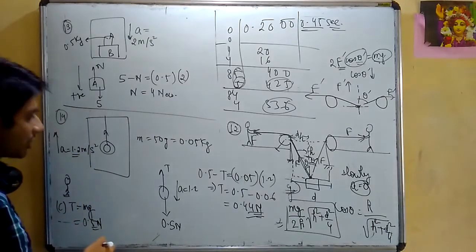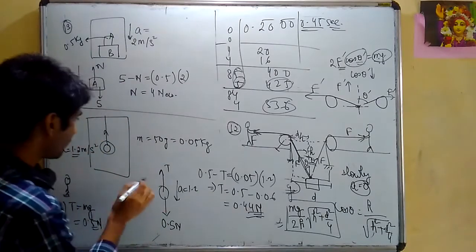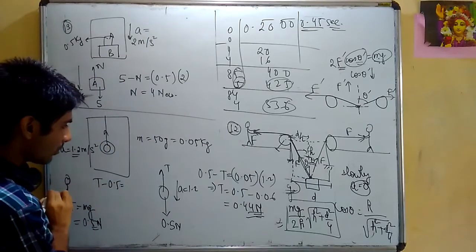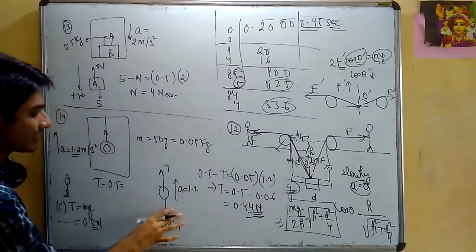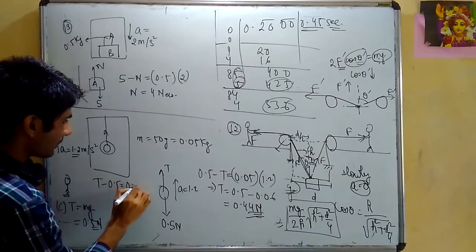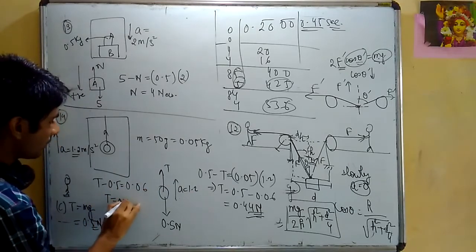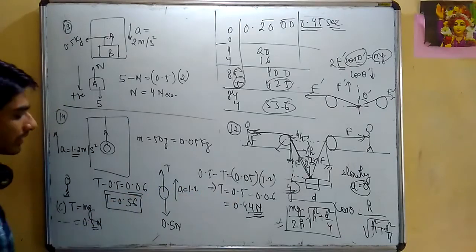My equations will change. So my equation will become T minus mg equals mass into acceleration, because acceleration is upward. It is going down with a deceleration, which means it is coming up. So mass into acceleration is, what was the answer? 0.06. Yeah. So T is again 0.56. I picked it from there directly.